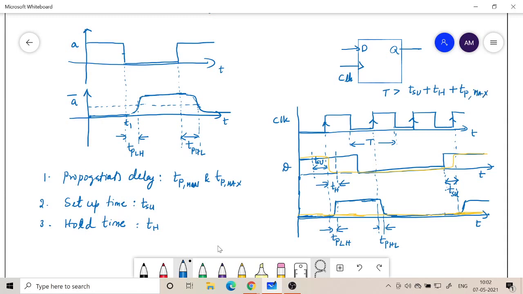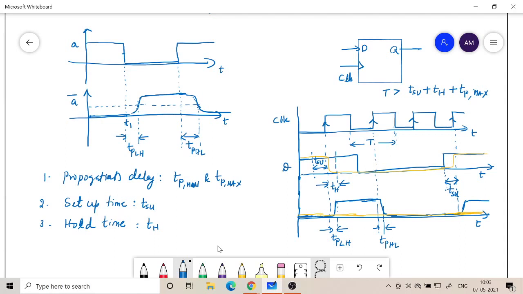So these are the three important times we need to keep in mind: the setup time, the hold time, and the propagation delay if you are connecting multiple blocks. The time period of the clock should be larger than the sum of all these times. Now you are not just using one kind of element, and therefore you need to take into account the other components and the delays introduced by the combinational circuit.